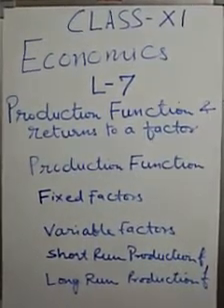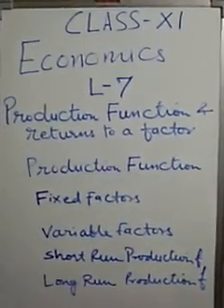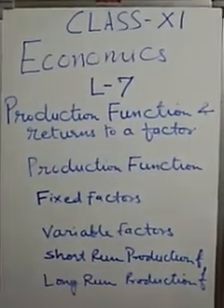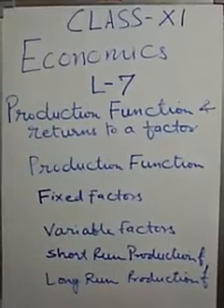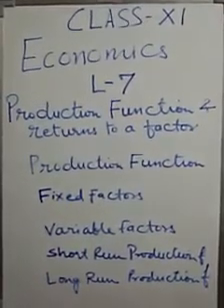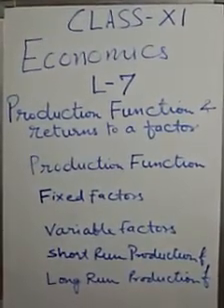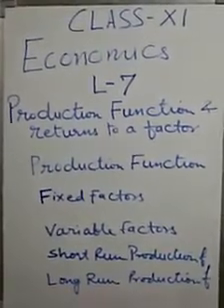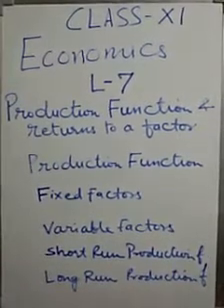Now, what are fixed and variable factors? Fixed factors are those, the application of which does not change with the change in output. That means they remain constant whether you are producing or whether you are not producing. And variable factors are those factors which vary or change with the output. If output is 0, then variable factors are 0.